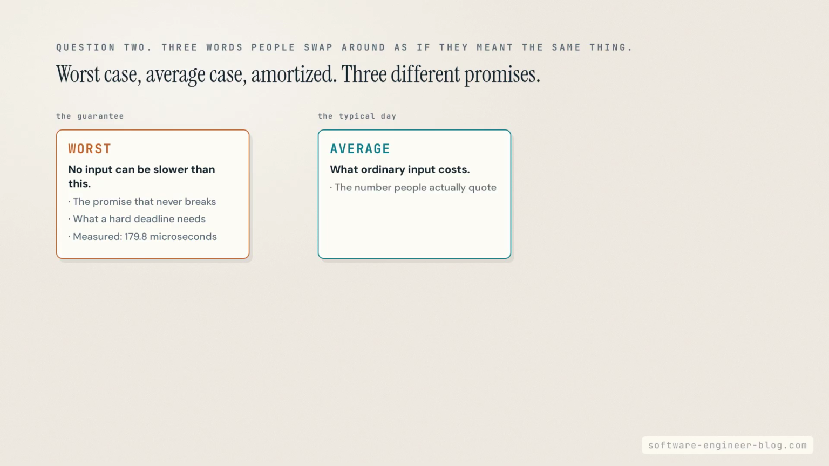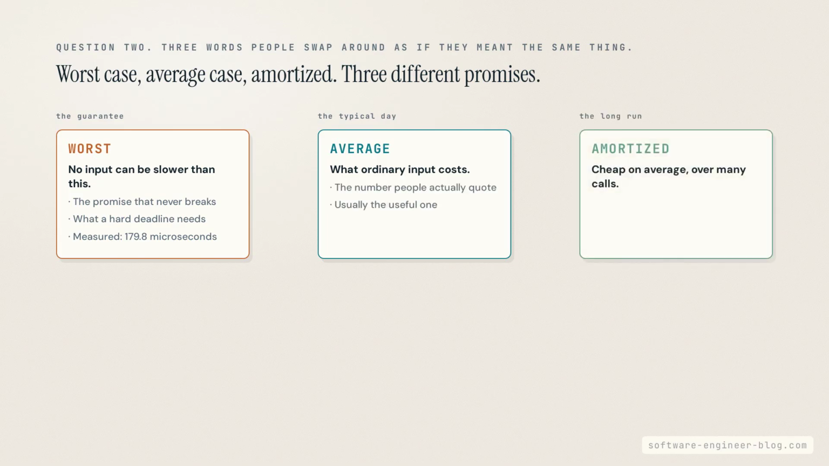Average case is what ordinary input costs. It is the number people actually quote, and most of the time it is the useful one. Here is why that difference is not academic.